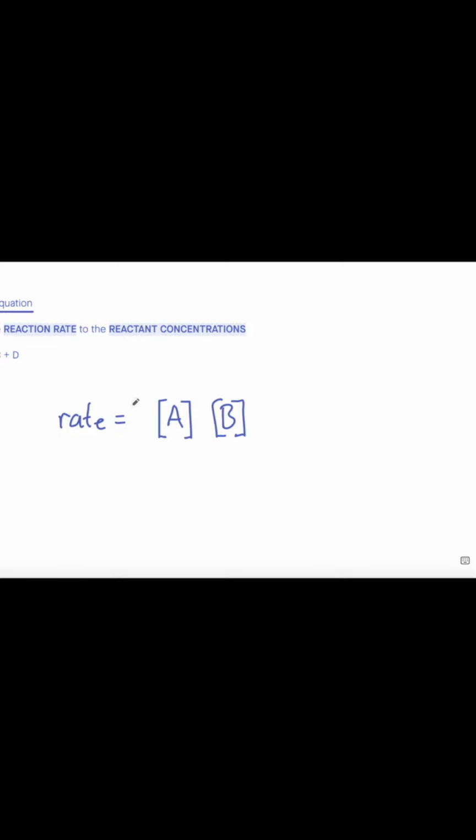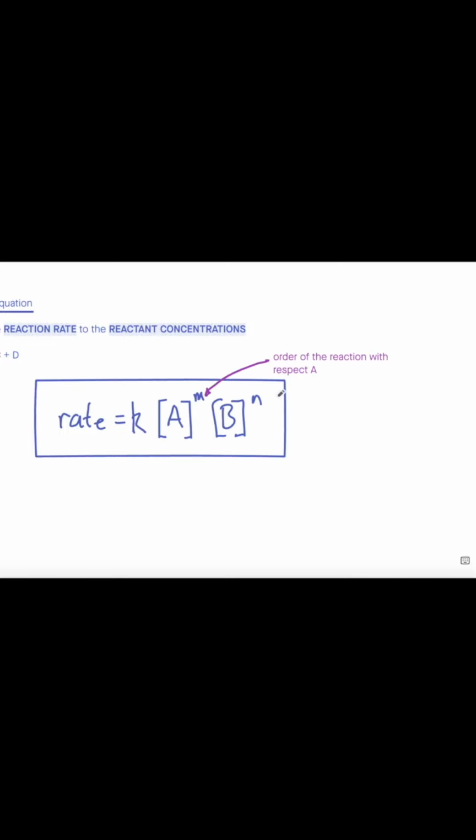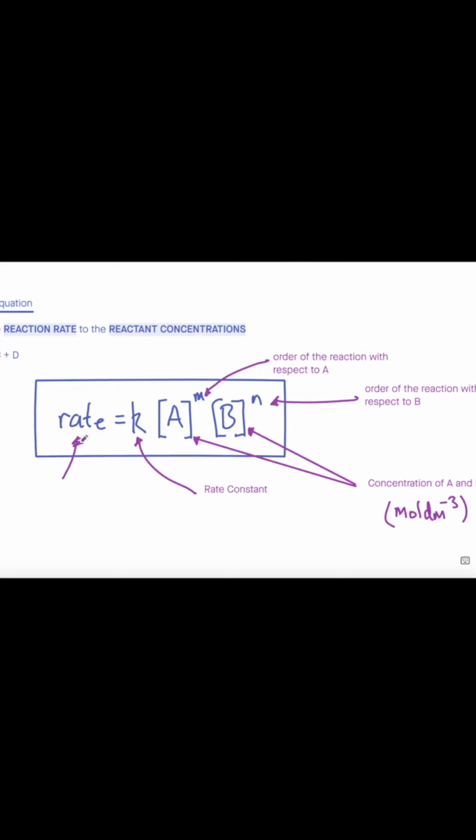Before that you would have the rate constant K, and each reactant A and B would be to the power of a number, M and N in this case. These are the orders of A and B. The rate constant K in rate equations has variable units, meaning the units change based on what the reaction is.